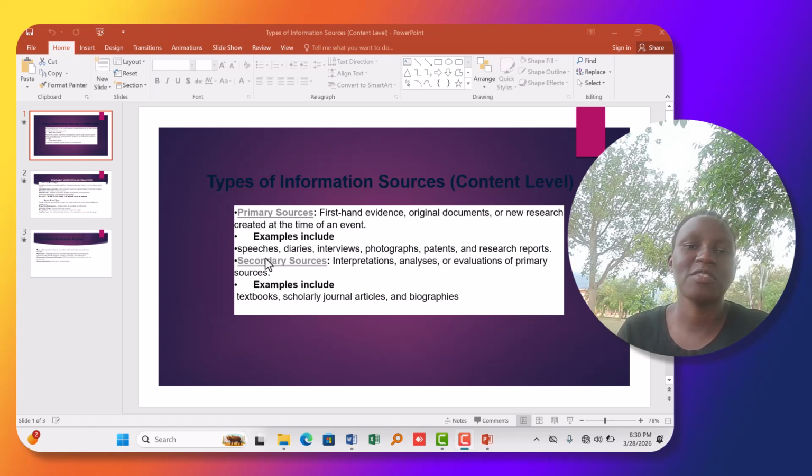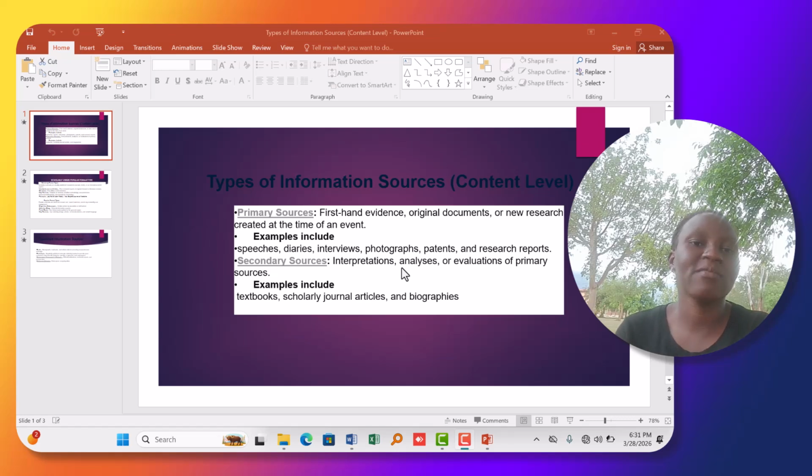Then another source of information, we have secondary source of information. The secondary source of information interprets or analyzes the first-hand information, which is the primary source of information. So here it is written that interpretations, analyses, or evaluations of primary sources. So secondary sources of information explain the primary source of information, or the original first-hand information. The examples are the textbooks, the scholarly journals, articles, and biographies.